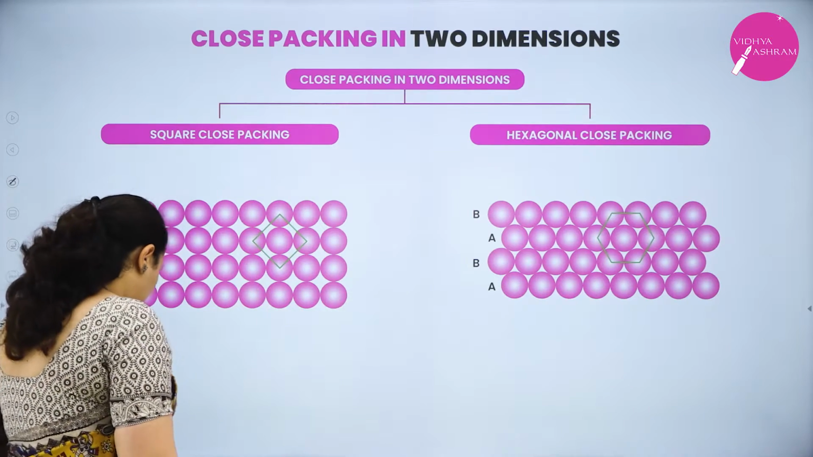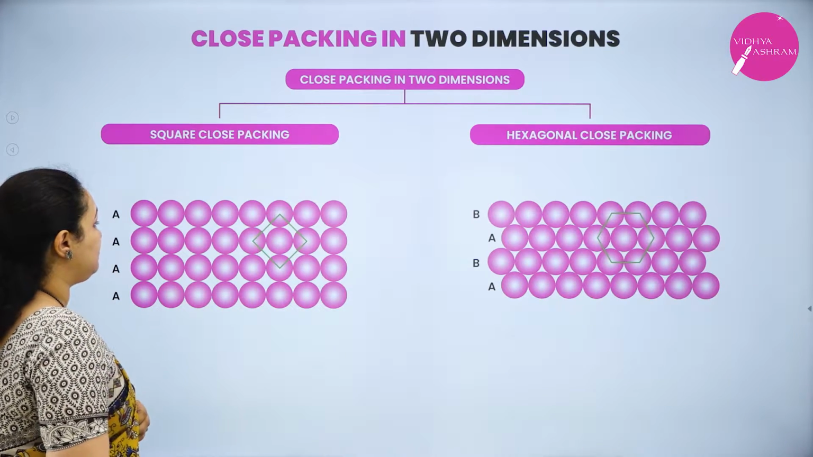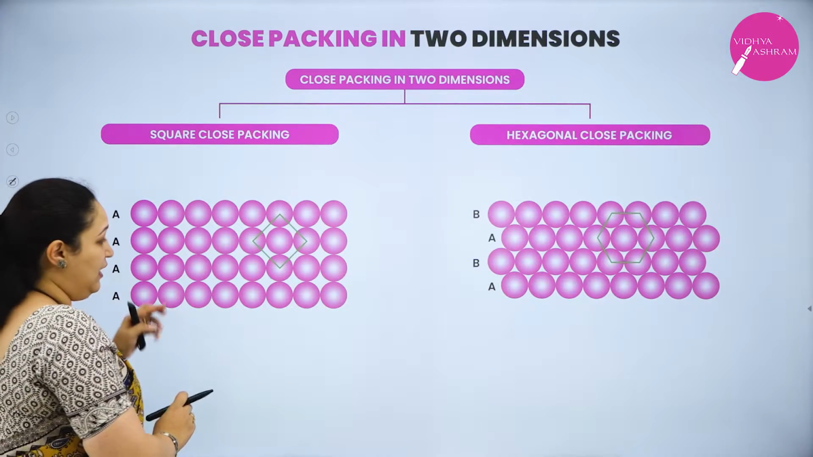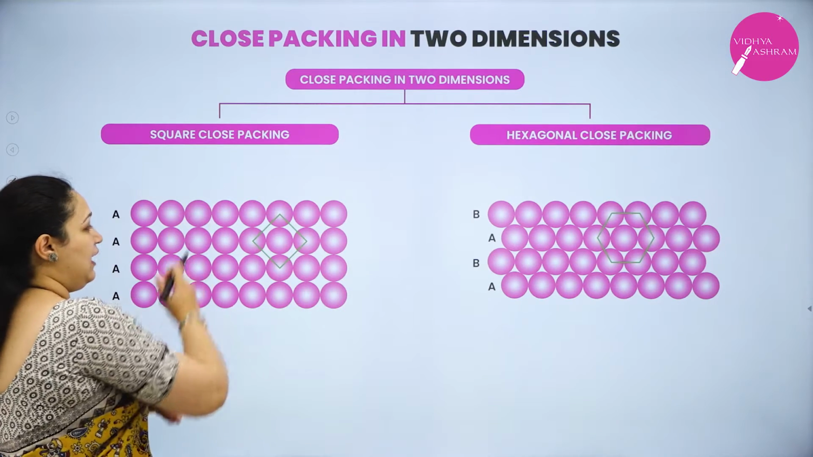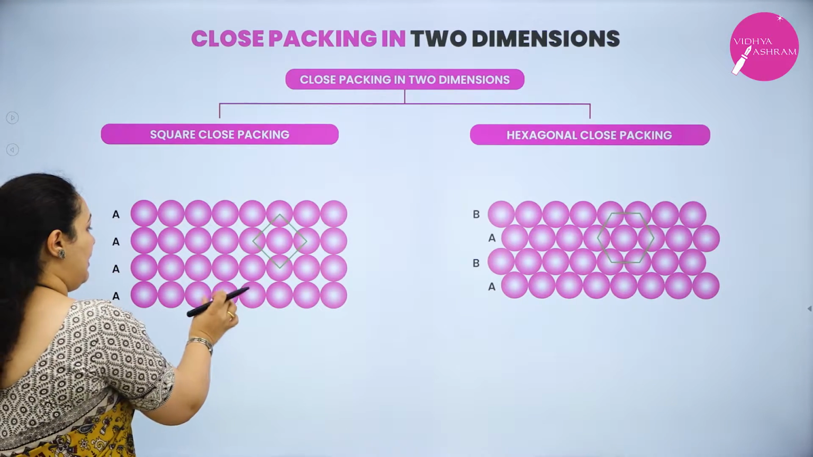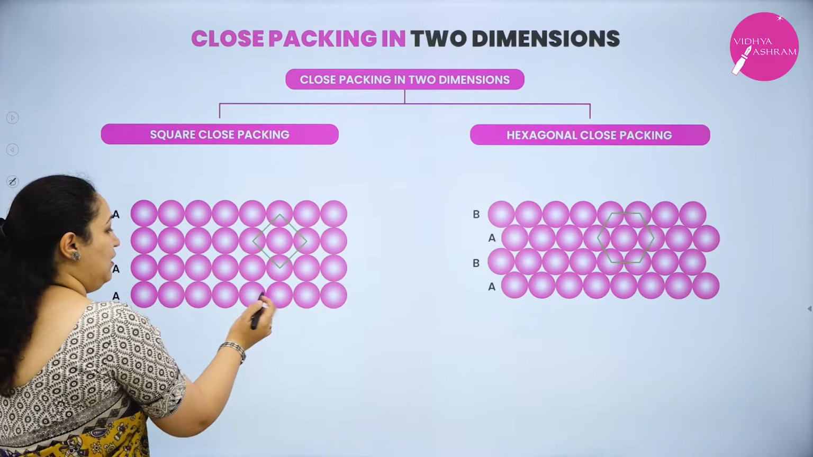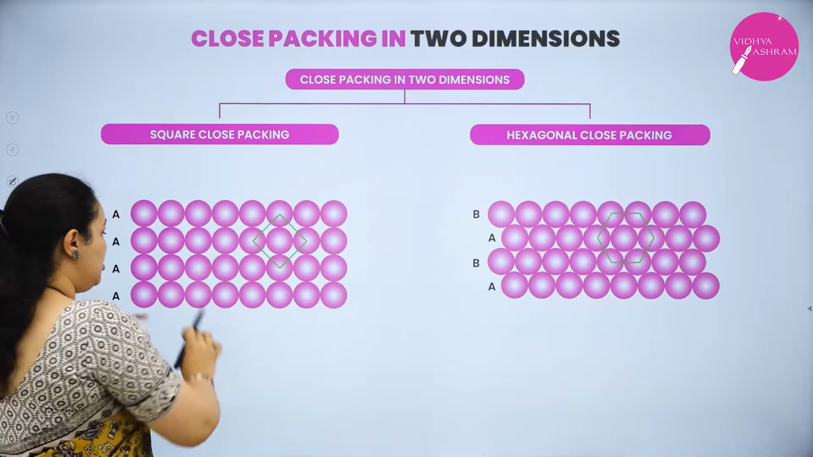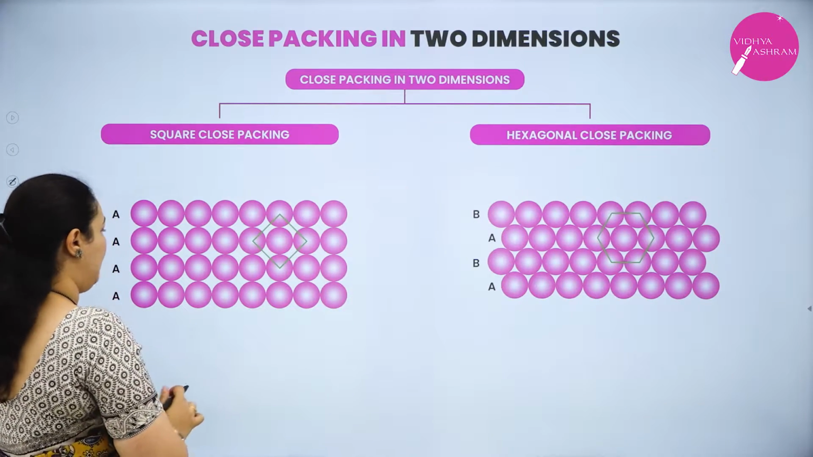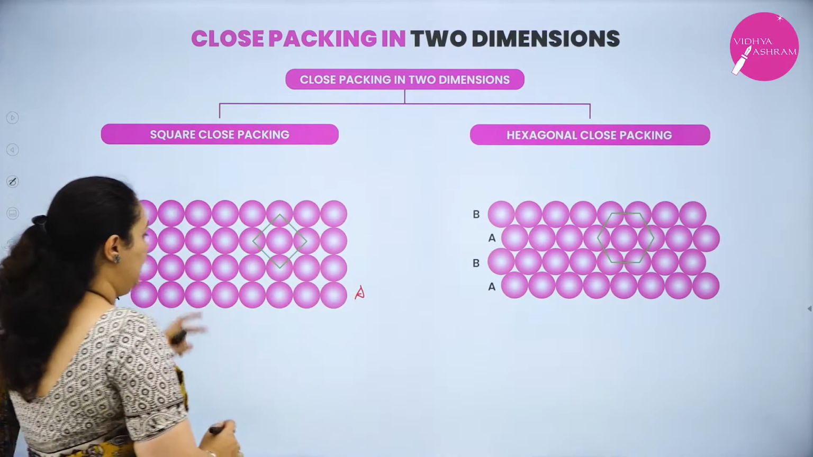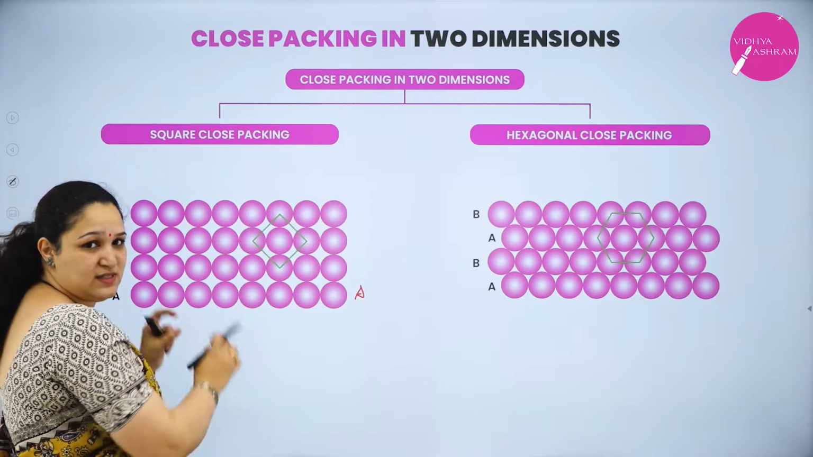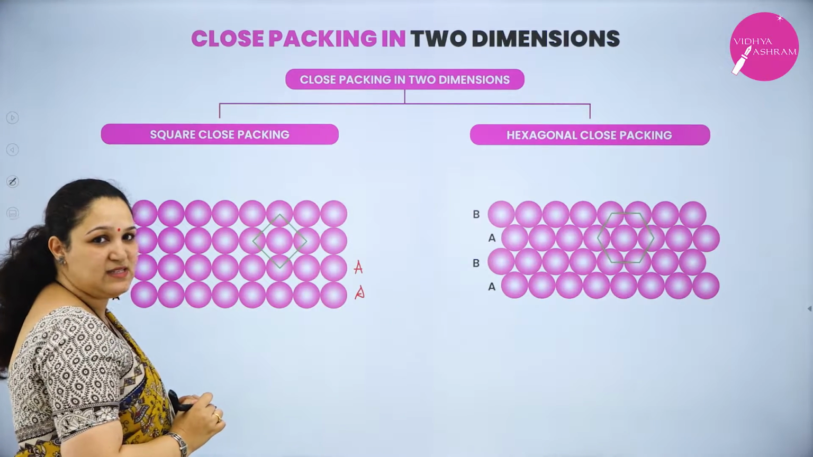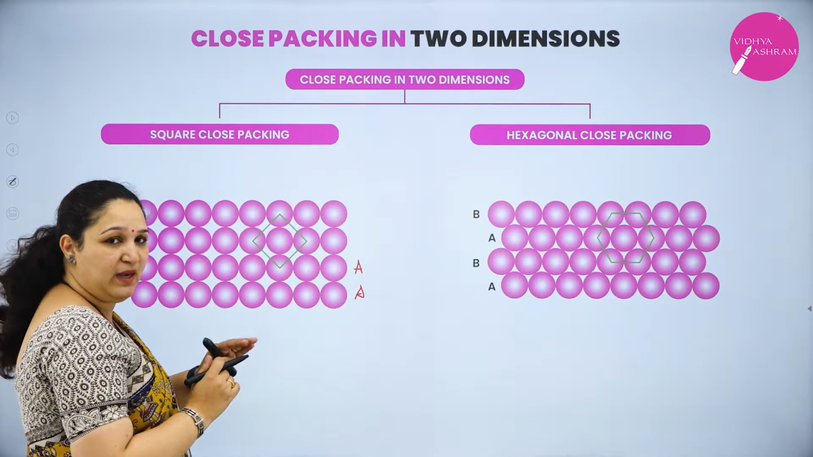Now, here you can see, if I take the 1 dimensional packed structures and stack them one over the other, exactly above, see, one particle is above another particle. Every particle is exactly above another particle. So, this is my 1 row, so I will name that as A. This is my second row, second 1 dimensional row, that also is identical. So, that also I will name it as A. Because they are identical, I am naming it as A.